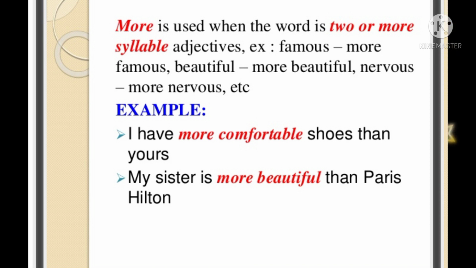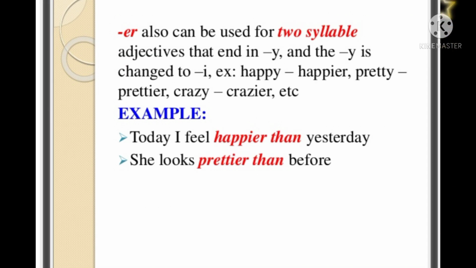Beautiful, three syllables, so we use more before it in order to form comparative degree. Famous, nervous, two syllables. All these are formed by using more before these adjectives. I just told you that if we want to form comparative degree for a single syllable word, we have to use er. Also, there are some exceptions for two syllable words.